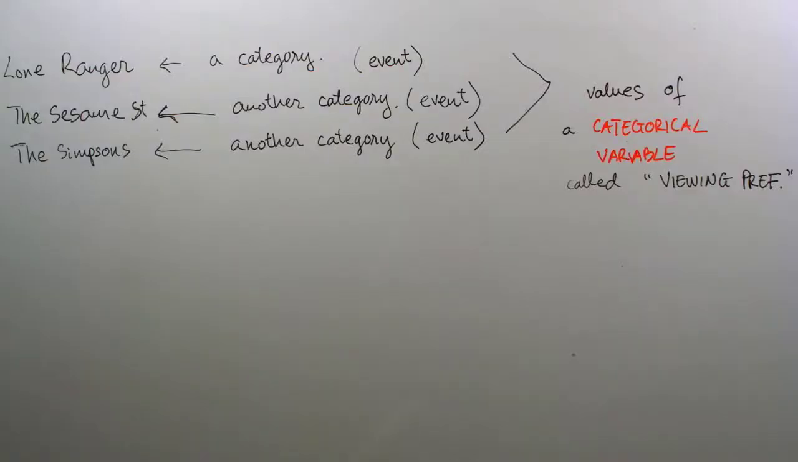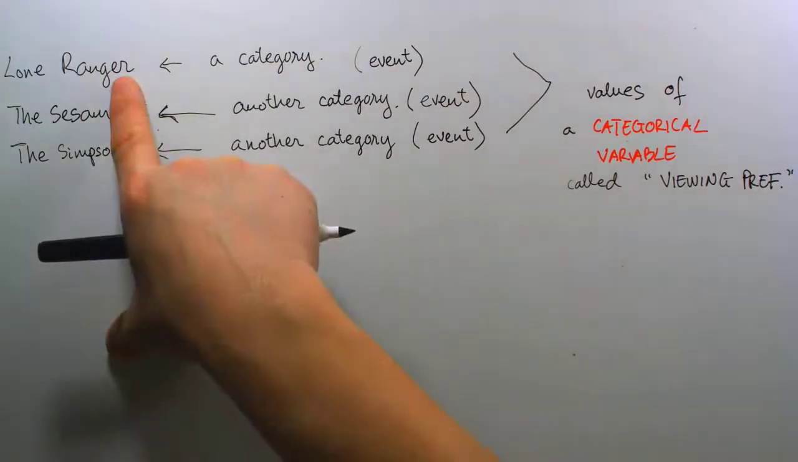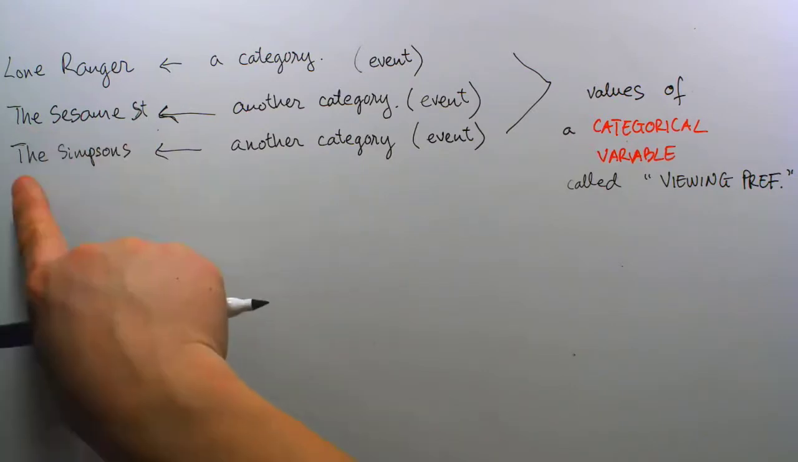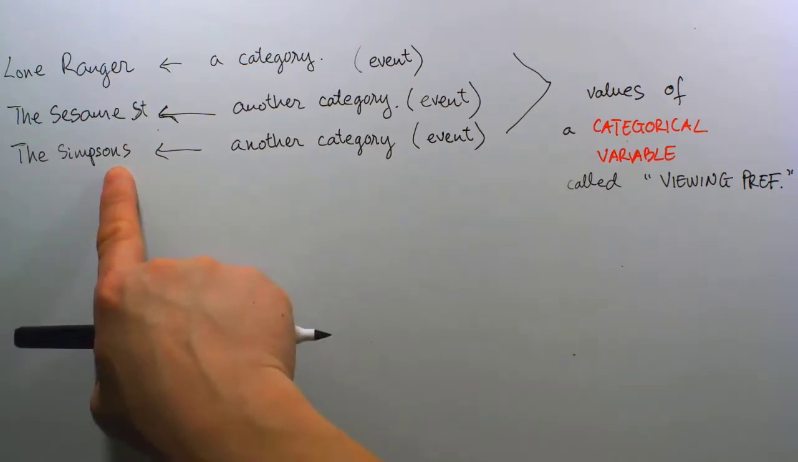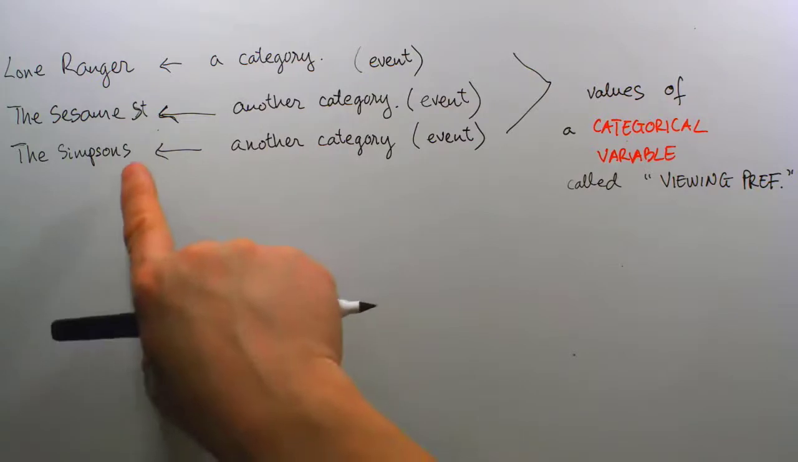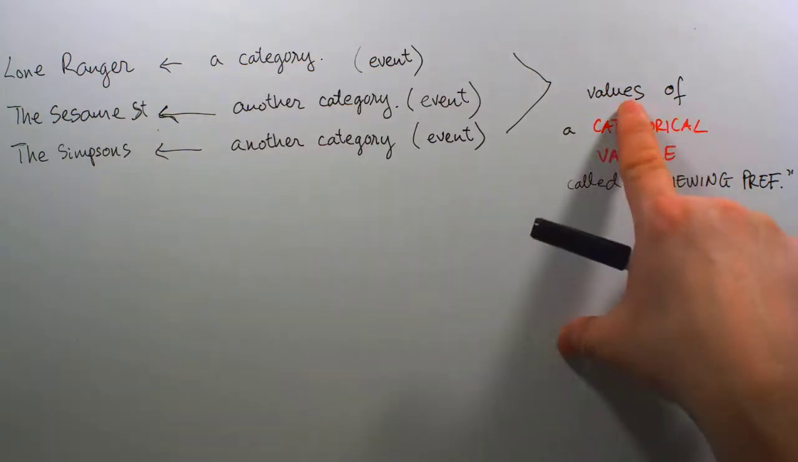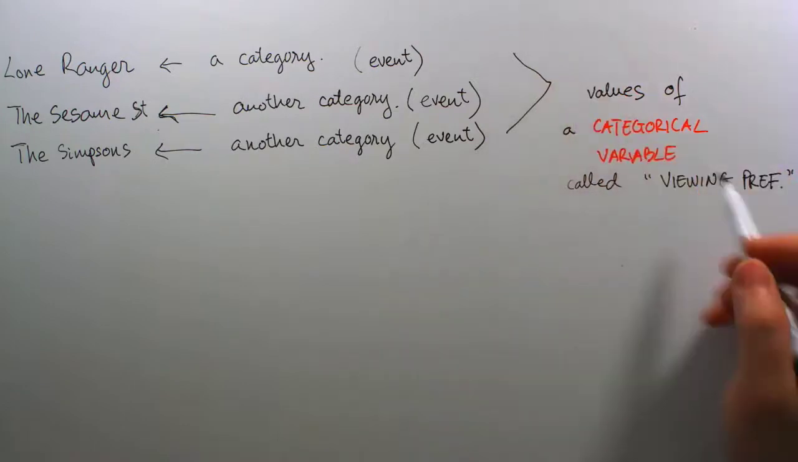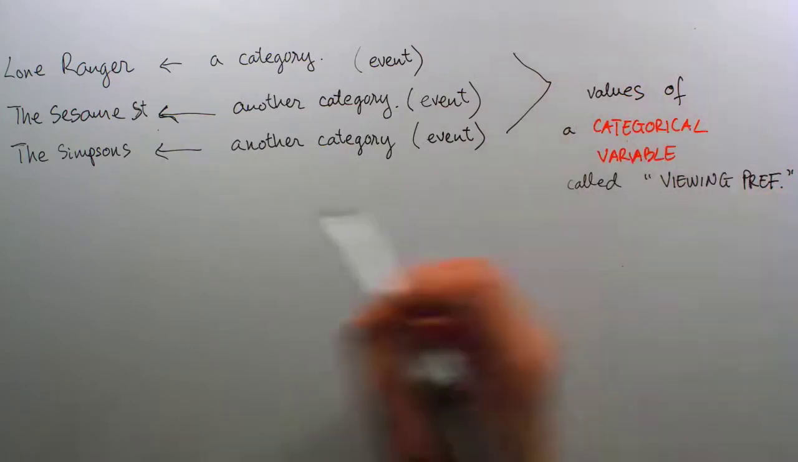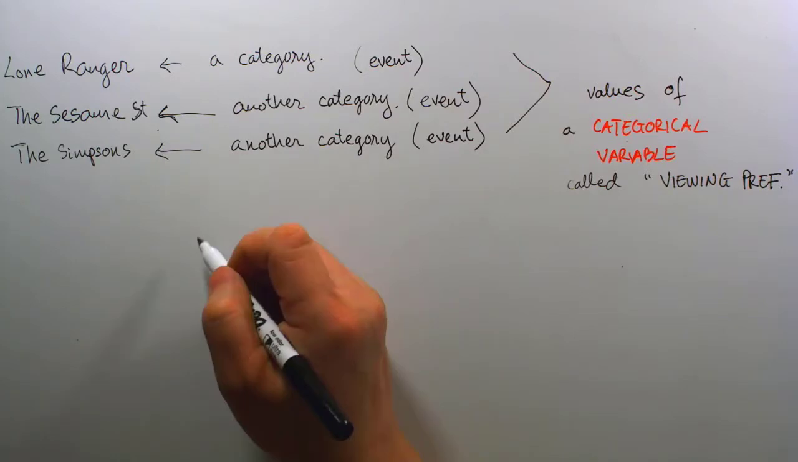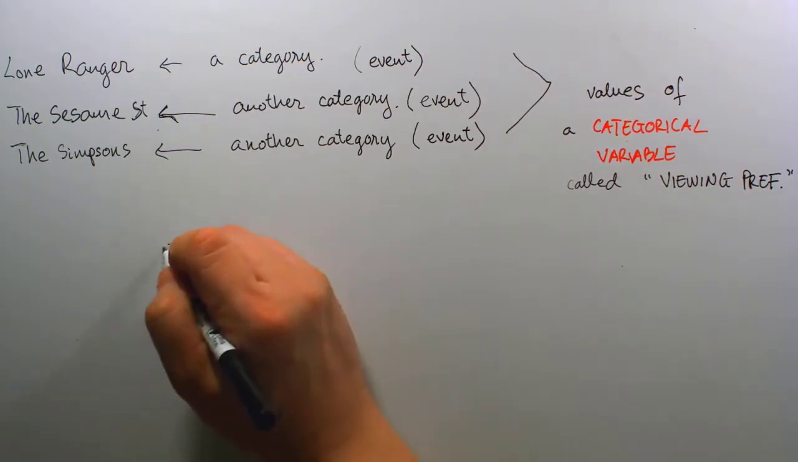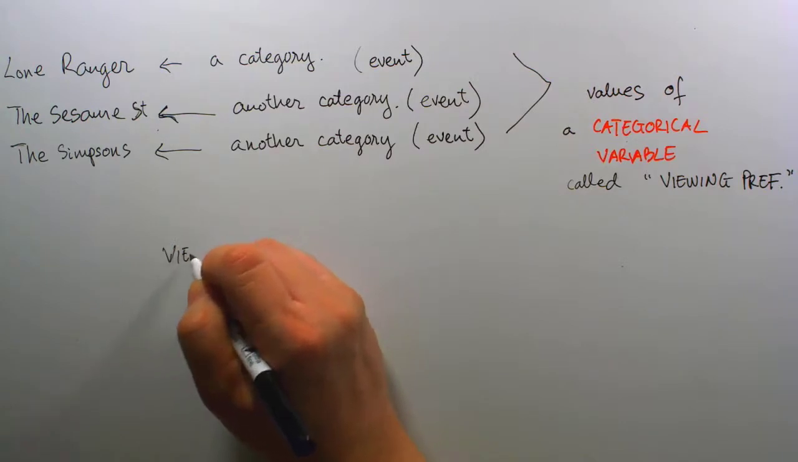And so, back to our understanding here as I'm trying to break it down, being a viewer who prefers watching Lone Ranger, or being a viewer who prefers Sesame Street, or being a viewer who prefers The Simpsons, any of these categories is just one value. Any of these is a value of the bigger level that we call the categorical variable. So these are the different values. To see the idea now, viewing preference as a variable.